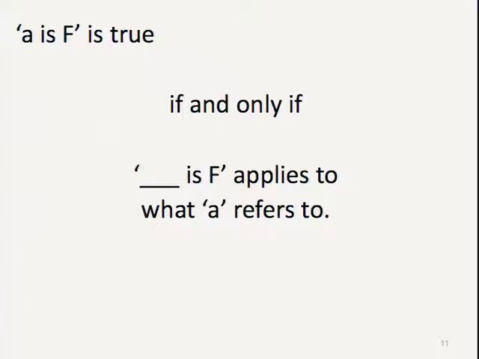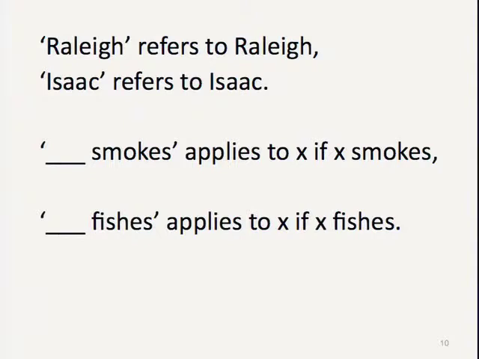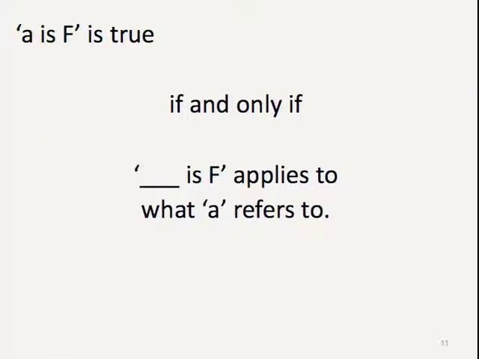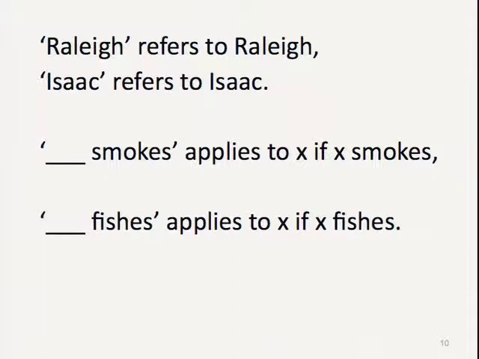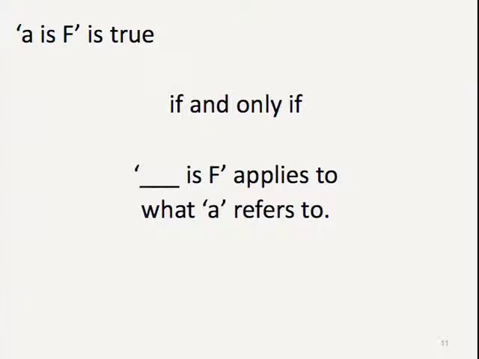So we've got these axioms, right? And we're going to figure out what it takes for Raleigh fishes to be true. Well, this tells you Raleigh fishes is true if and only if the predicate fishes applies to what the name Raleigh refers to. Well, what does the name Raleigh refer to? The name Raleigh refers to Raleigh. So this sentence is true if and only if fishes applies to Raleigh. What does it take for fishes to apply to Raleigh? Well, Raleigh must fish. So what we figured out here is that the sentence Raleigh fishes is true if and only if Raleigh fishes.